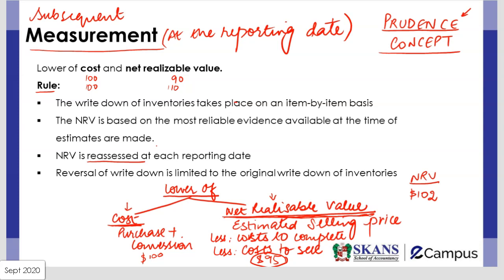In such case, we reverse the loss that we had previously charged, but please keep in mind that the reversal of loss cannot be more than the initial loss charged. Here, initially the loss charged was $5. The inventory was brought down or written down from 100 to 95. So a $5 loss was indirectly charged in the financial statements.